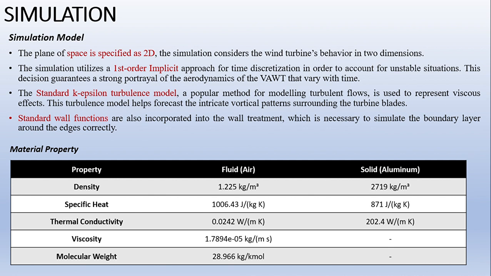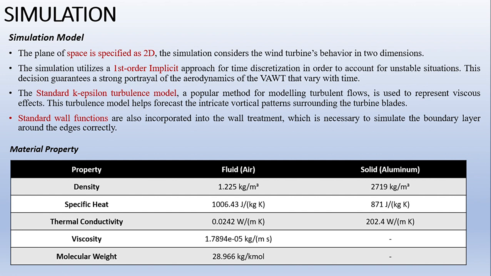and for the simulation model, the plane of the space is specified as 2D. The simulation considered the wind turbine behavior in 2 dimensions. The simulation utilizes a first order implicit approach for time discretization in order to account for unsteady simulations. This decision guarantees a strong portrayal of the aerodynamics of the vertical axis wind turbine that vary with time. The standard k-epsilon turbulence model, a popular method for modeling turbulent flow, is used to represent viscous effects. This turbulence model helps forecast the intricate vortex patterns surrounding the turbine blade.